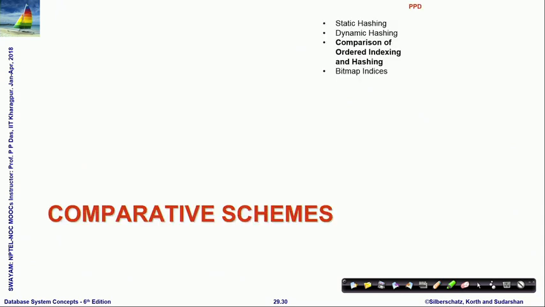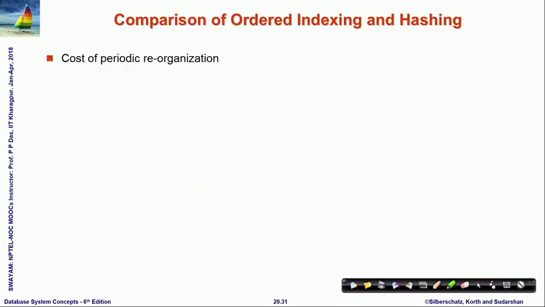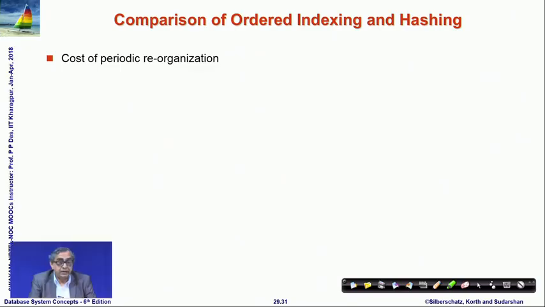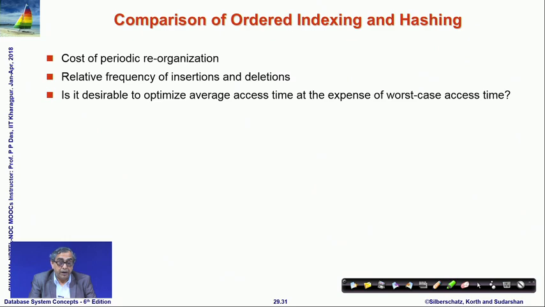Now, I would quickly try to compare the two major schemes that we have discussed, ordered indexing and hashing. Naturally, ordered indexing suffers from the cost of periodic reorganization, because the index will have to be maintained. Hashing is better in terms of that. You will have to look at the relative frequency of insertion and deletion, which decides much of the cost between these two schemes. You will have to see: is it desirable to optimize average access time at the expense of worst case access time?